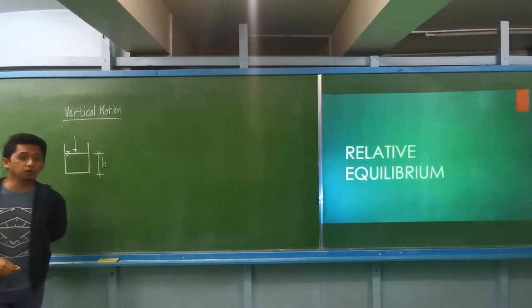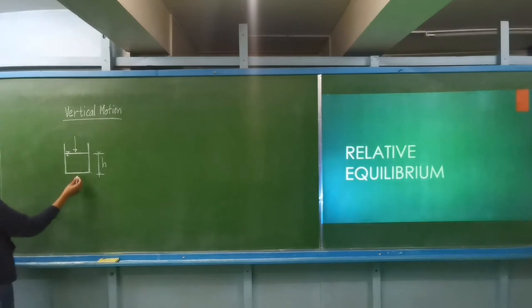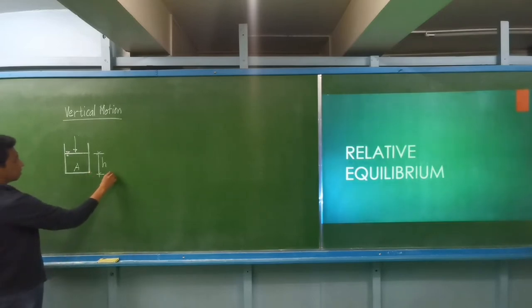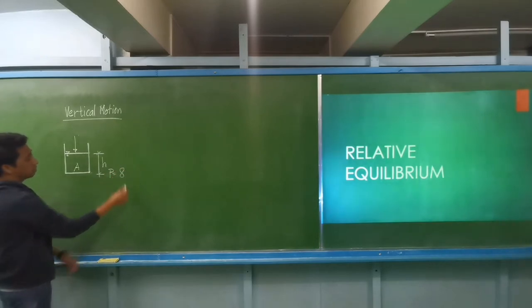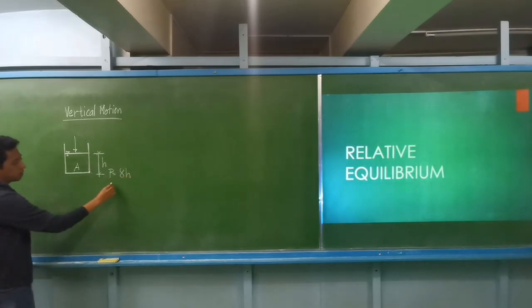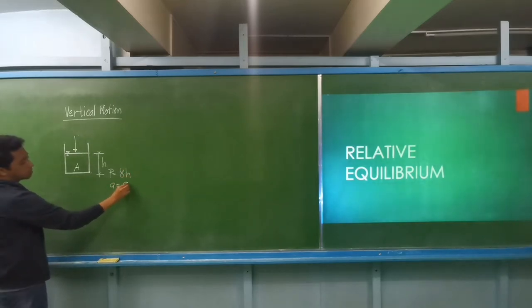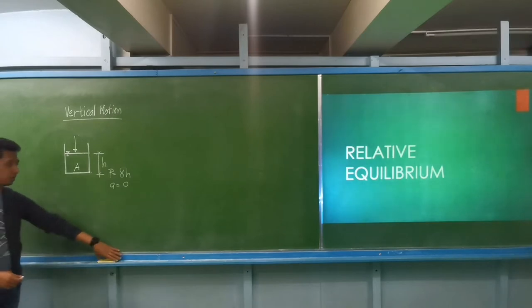Okay, so this is for vertical motion. So for example, we have this container. Let's say it has a cross-sectional area A and it contains liquid at a height H. So how to compute for the pressure at the bottom of the container? The pressure from your fluid mechanics is basically equal to the unit weight of the liquid times the height of the liquid. That is for the case, for example, that the acceleration is zero. So here, what about if this container will be moving upward or downward?